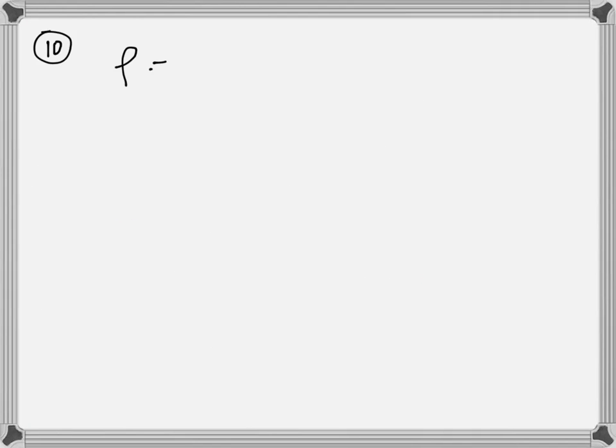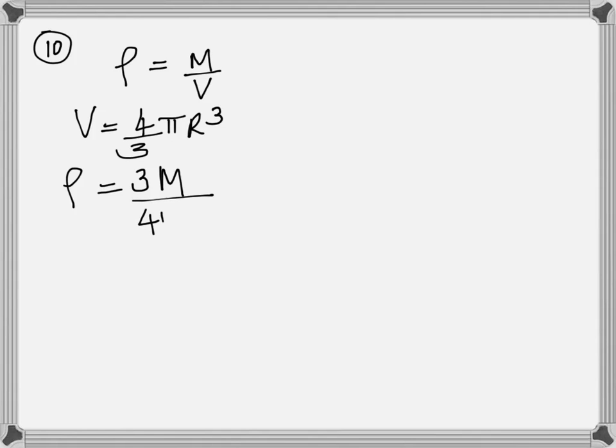So on number 10, you have to find the radius. Density, rho, is mass by volume. Volume is 4 by 3 pi r cubed for a sphere. So when you substitute into the formula for density and rearrange, the 3 goes to the top. So you have 3 times the mass divided by 4 pi r cubed. Make r cubed the subject. Get 3 times the mass by 4 pi times density.